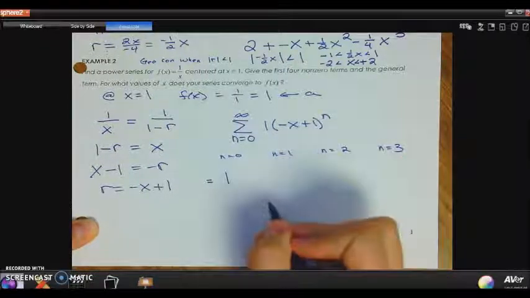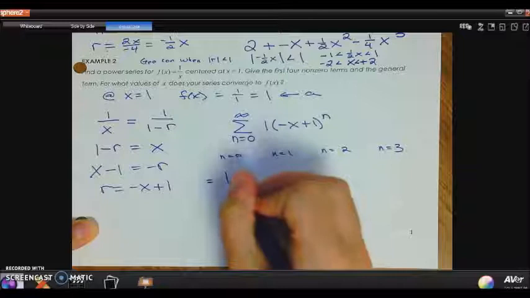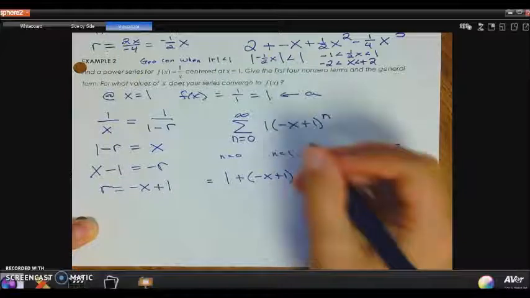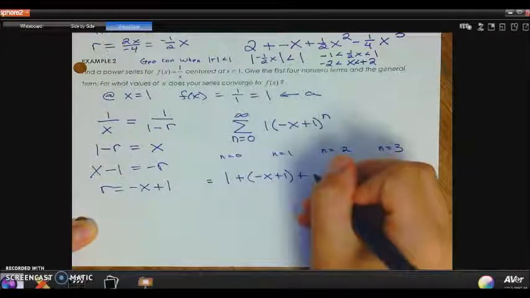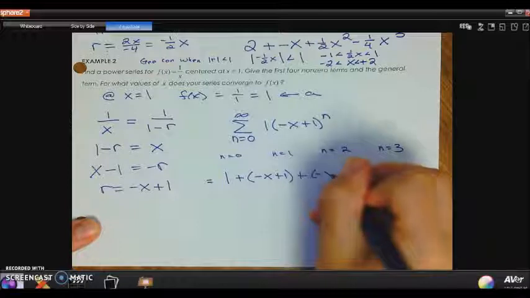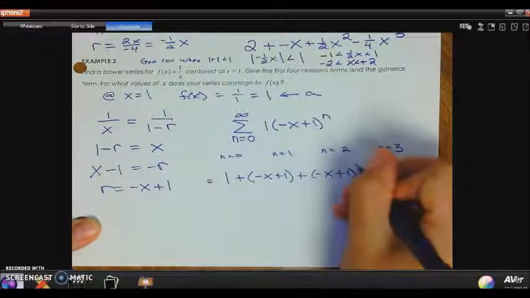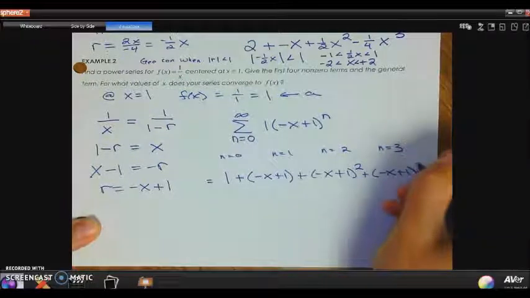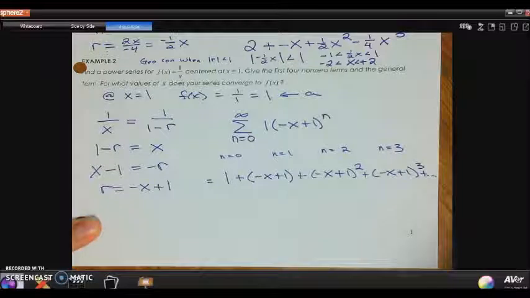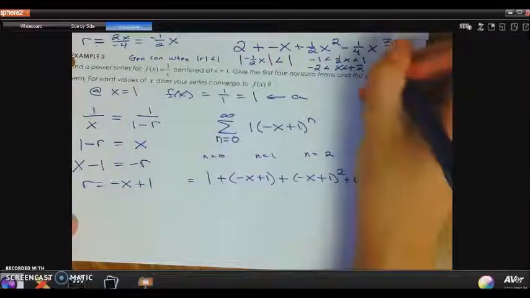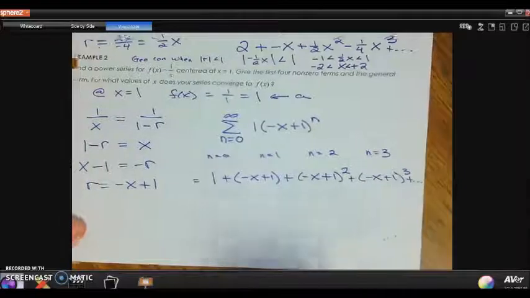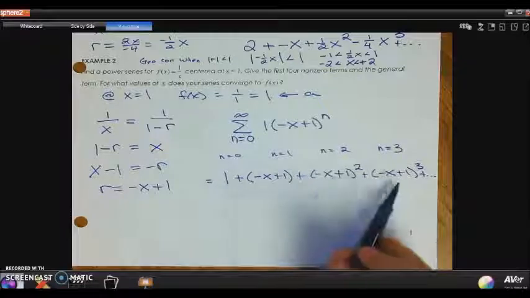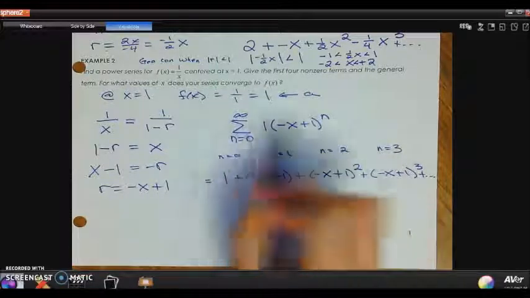When you plug in a 1, at n equals 1, I just got plus negative x plus 1, and then plus the next thing, if you plugged in 2, there's not really much simplifying to do. It's just going to be that r value squared. And the last one, negative x plus 1 cubed, plus dot, dot, dot. Oh, I didn't put a plus dot, dot, dot up on this top one. Plus dot, dot, dot, because that actually goes on, but I was just answering the question. So make sure I answer the question. Give the first 4 non-zero terms. I gave the general term here.